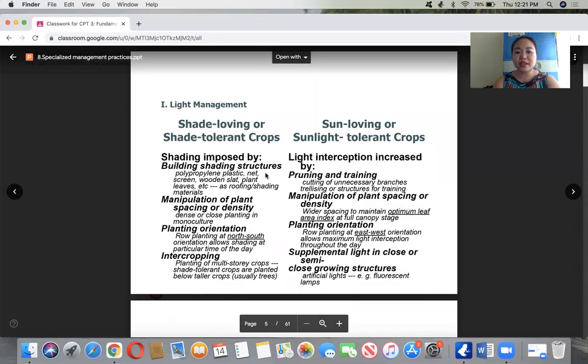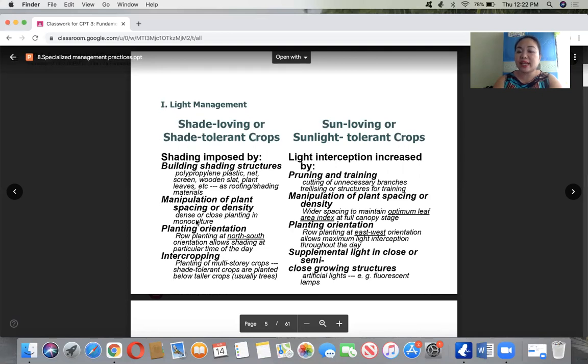So there are two types of light management for those specific crops. We have the shade loving or shade tolerant crops versus the sun loving or sunlight tolerant crops. So shading imposed in the shade loving crops is done by building shading structures, of course, using polypropylene plastic or net, screen, wooden slot, plant leaves, etc. as roofing or shading materials, or manipulation of plant spacing or density.